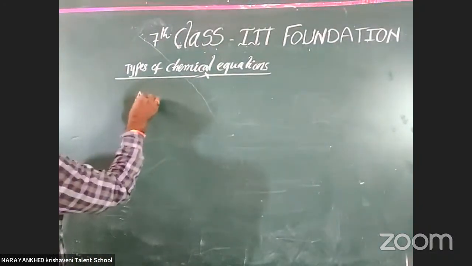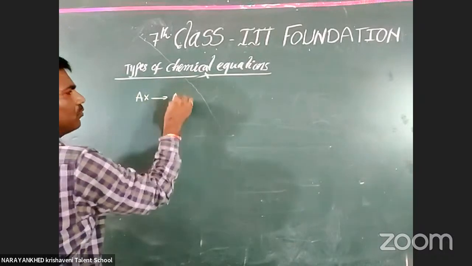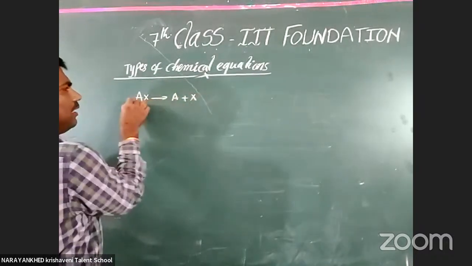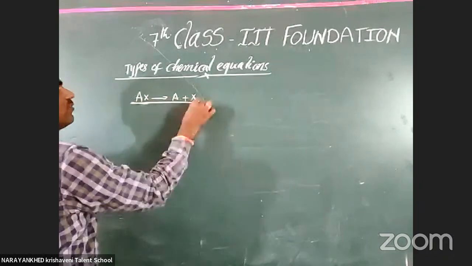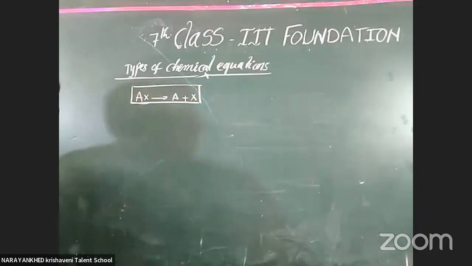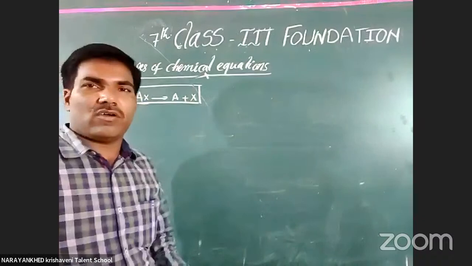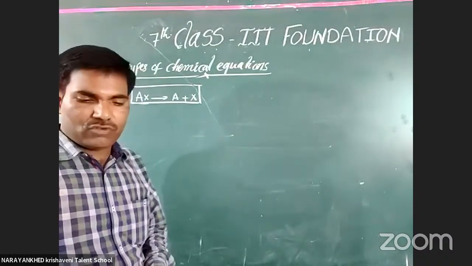When we take one compound, it will be decomposed into two elements. AX gives rise to two elements, that is A plus X. Understood or not? I hope you understood it.